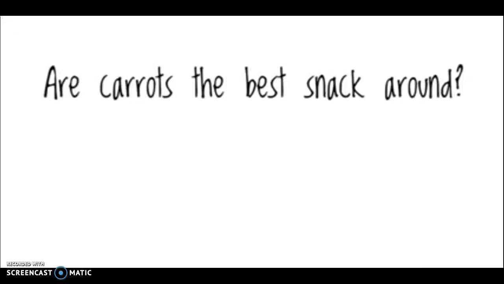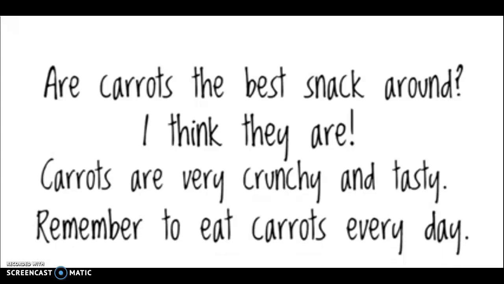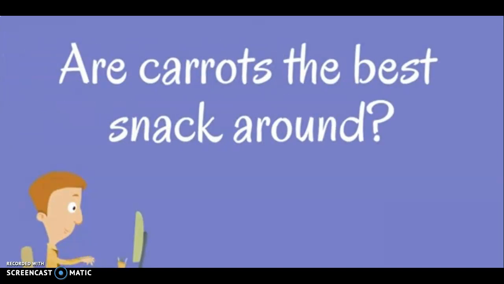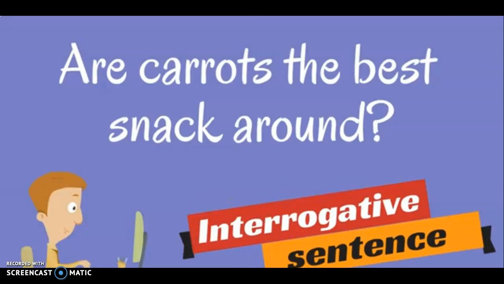Are carrots the best snack around? I think they are. Carrots are very crunchy and tasty. Remember to eat carrots every day. What a great note from Terrence. You might have noticed there are 4 sentences here. These sentences represent each of the 4 types of sentences. Let's take his first sentence. Are carrots the best snack around? This type of sentence is called an interrogative sentence.